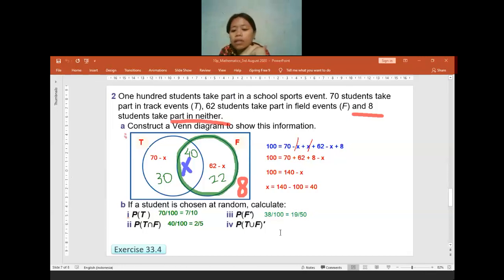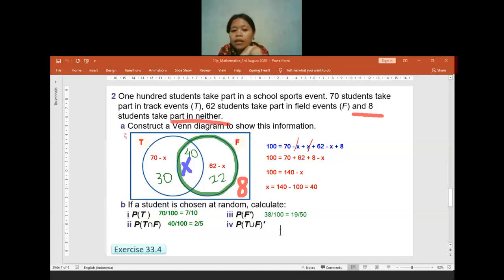Okay, if you're not asking me anything through the chat box, I will assume that all of you already understand. Now for question 4, probability T union F dash. So it means we have to take the number that is outside from T union F.